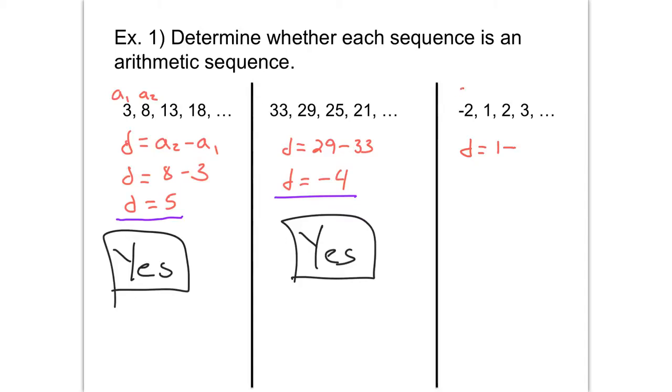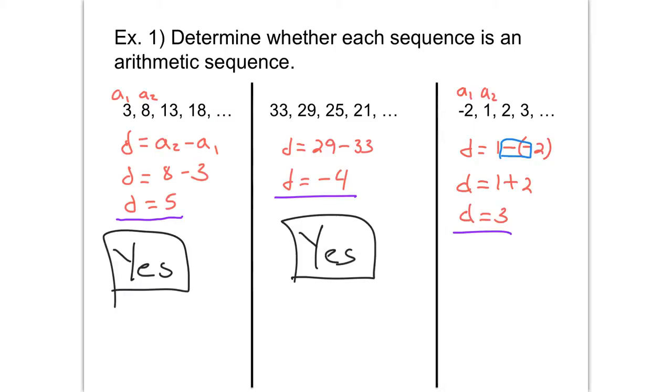Now I'm going to label my first term and my second term so you guys know what numbers I'm looking for. My first term is negative, so I need parentheses: -2. I'm subtracting a -2. Notice we do have double negatives right here, so that means we have 1 plus 2. Double negatives turn to a positive. So D equals 3. If that's the case, my common difference is 3.